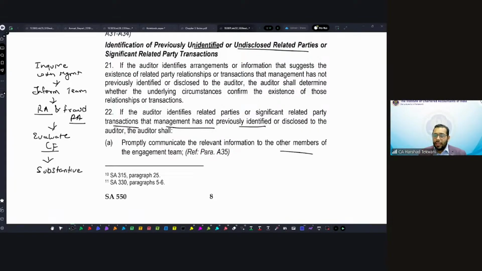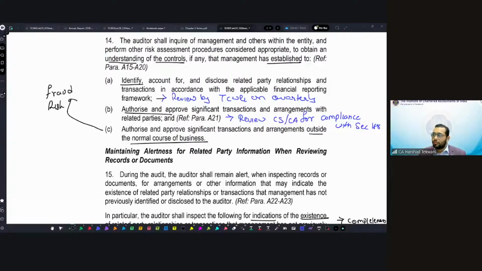Now, tell me one thing. Remember, we discussed that a related party transaction outside the normal course of business is a fraud risk factor. It is a higher risk. Now, how will you test these kinds of transactions which are outside the normal course of business?